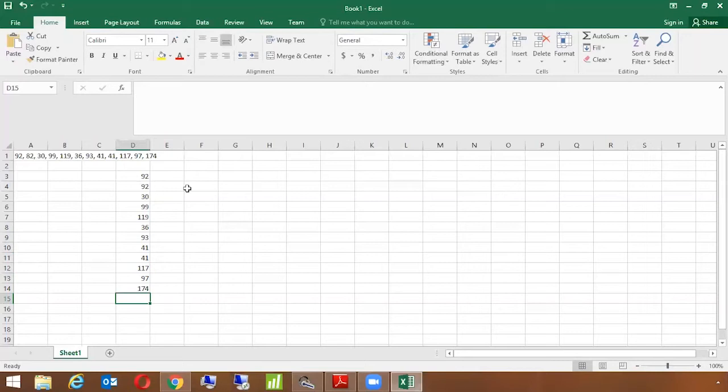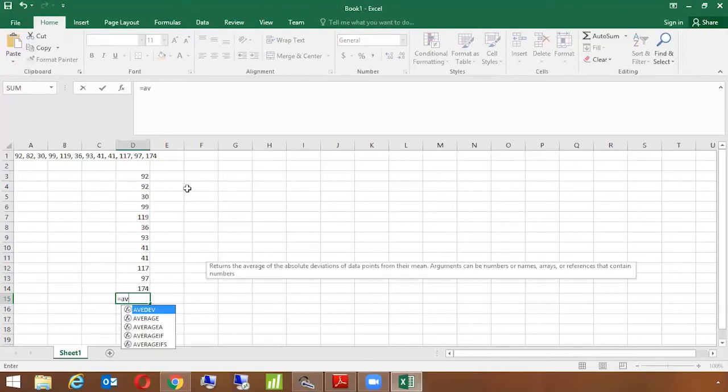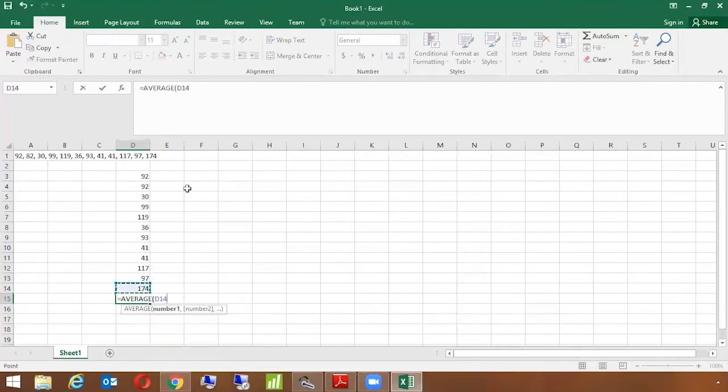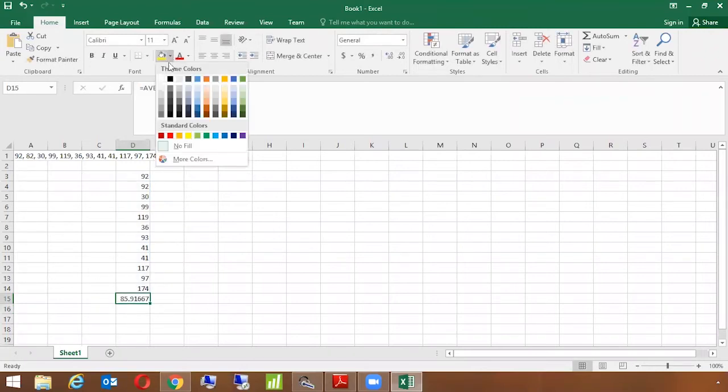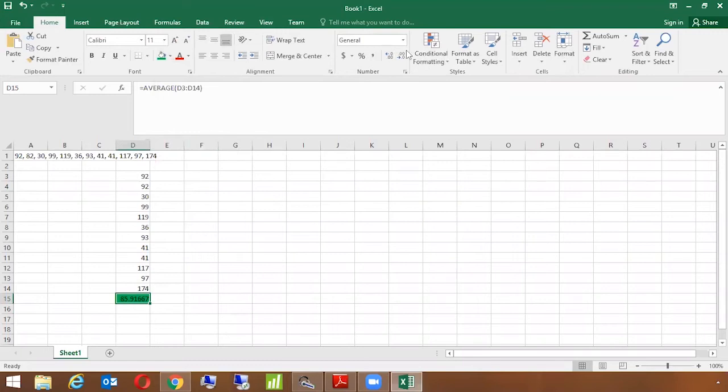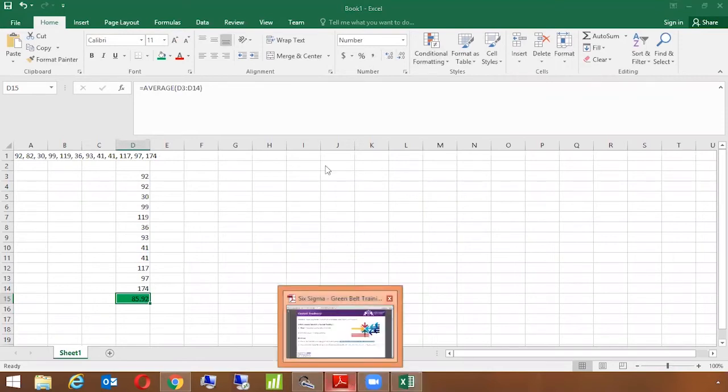We want to calculate the mean for this given data set. It's very simple. We use an Excel formula, which is AVERAGE. We select the entire data range till the top, we close the bracket, and we hit enter. So we get the value here, which is 85.91. This is the mean for this given data set. It's very simple. Let's go back to what we discussed.